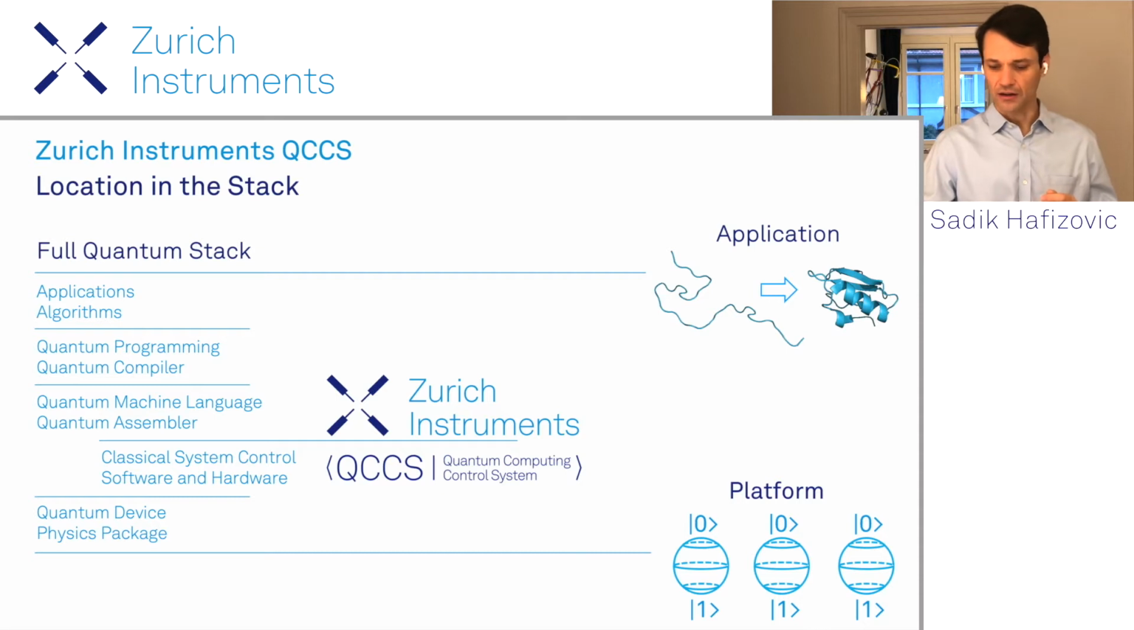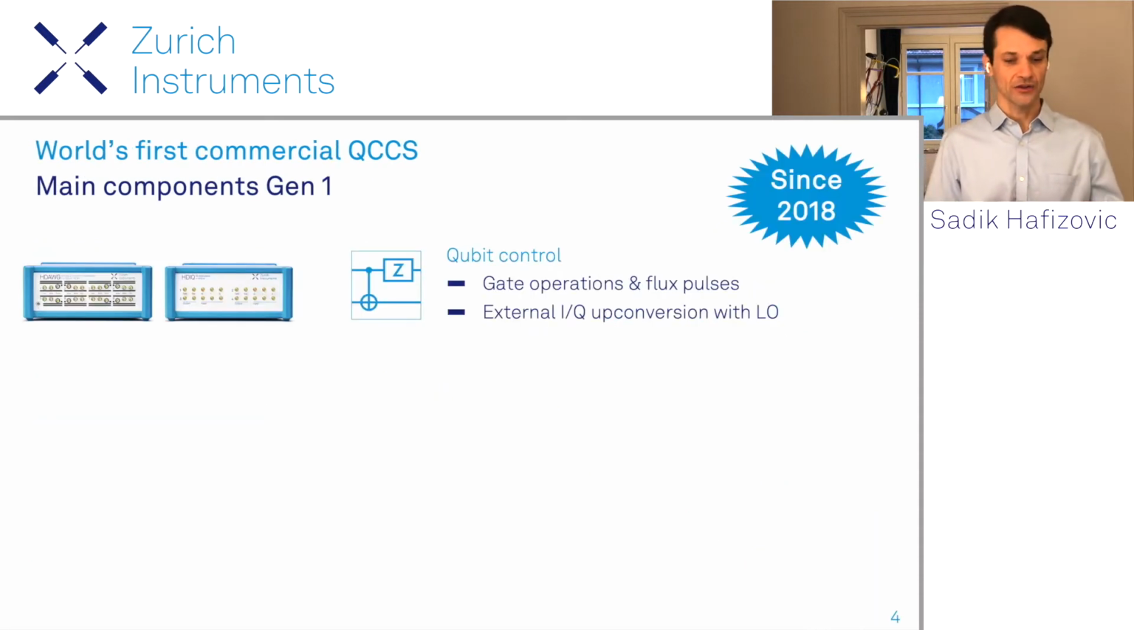Let's have a look at what that takes in a bit more detail. There's qubit control. We have our high-density arbitrary waveform generator that works in the baseband. It generates the flux pulses for tuning the superconducting qubits. It also generates the control pulses, which can be upconverted using our HDIQ upconverter.